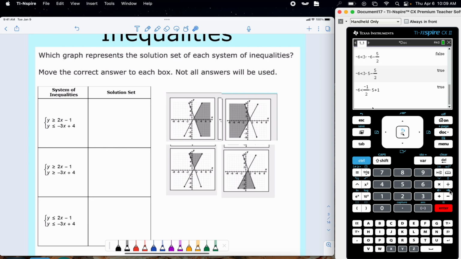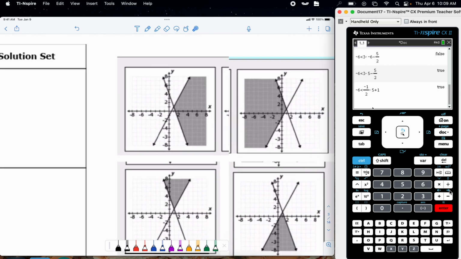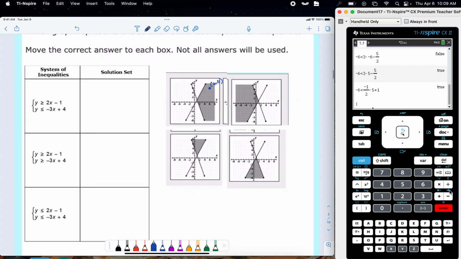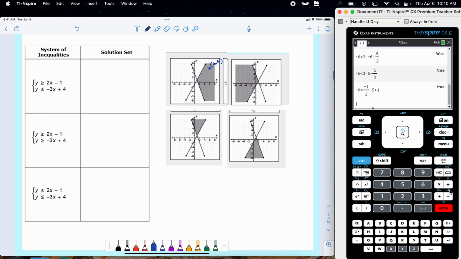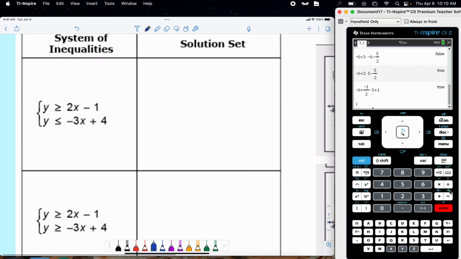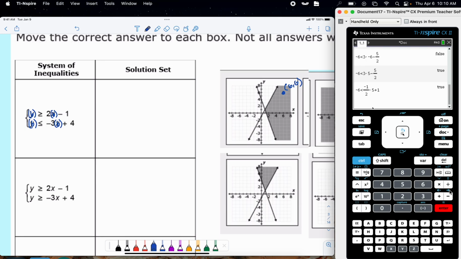For this, we want to pick a point from here and try it for each one. Whichever one comes back true, that's your answer. A good point would be 6, 6. So let's try 6, 6 with all of them. If these come back true, then we would move that one to the graph.